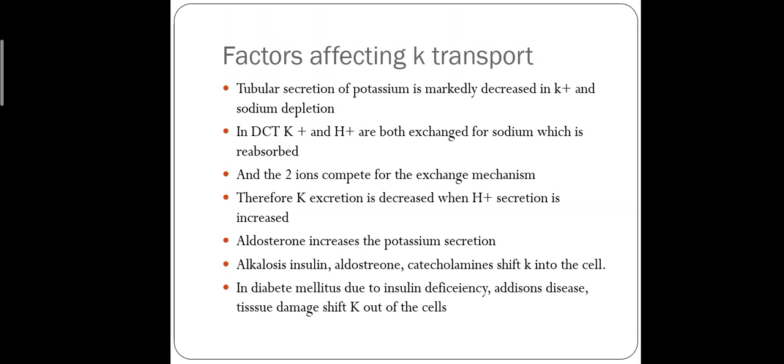So what are the factors affecting potassium transport? Tubular secretion of potassium is markedly decreased in potassium and sodium depletion. In the DCT, potassium and hydrogen are both exchanged for sodium, which is reabsorbed, and the two ions compete for the exchange mechanism. Therefore, potassium excretion is decreased when H plus secretion is increased. Aldosterone also increases the potassium secretion.